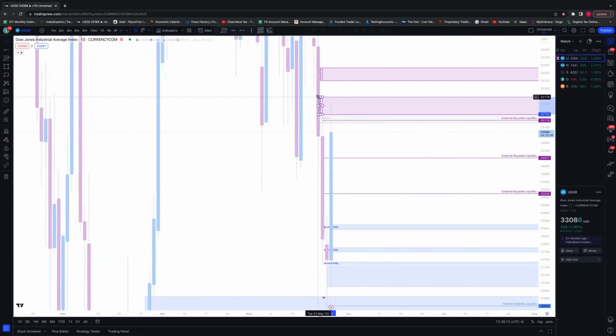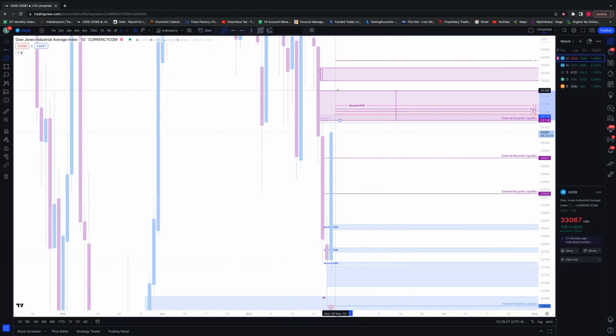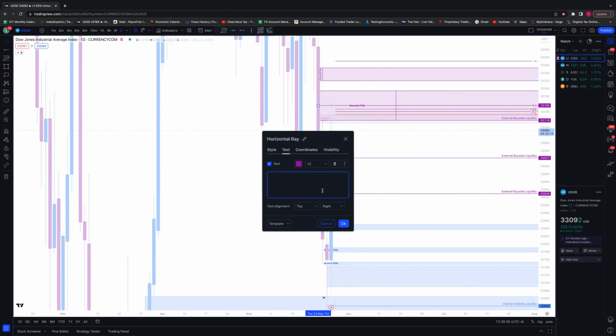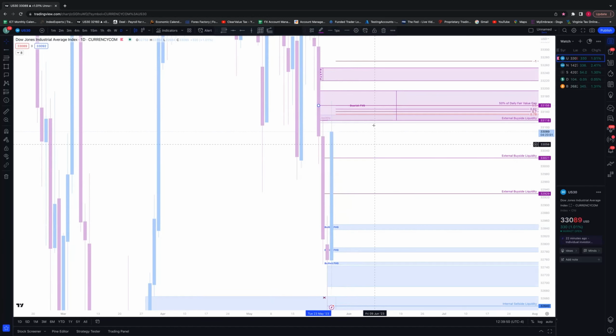Right, so on the daily, this was a bearish fair value gap that formed. We can do the same exact thing that we did with the previous one, like the bullish one. We can do the bearish one and mark 50%. And then I just delete my fib.